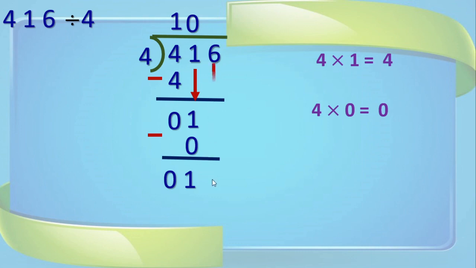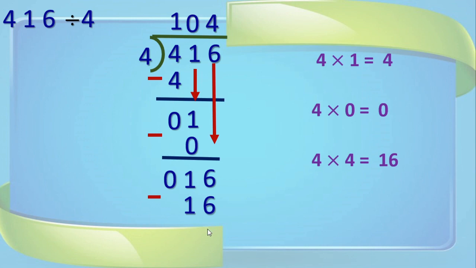Now we can take 6 down. Okay? Now it became 16. And we know 4 fours are 16. Here we will write 4 and down we will write 16 below 16. And 16 minus 16 is equal to 0. Got this, children? Here 104 is the quotient, 4 is the divisor, 416 is the dividend, and 00 is nothing but the remainder.